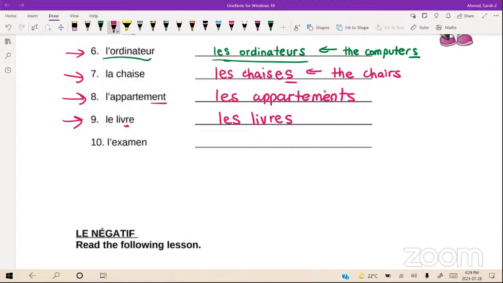I also did the 10 one too. Okay, very good. And are you gonna type number 9 again? Yes. Okay, very good. So you did les examens. So yeah, perfect. This one you did perfect. Les examens with S at the end, and les livres. Very good with S at the end.